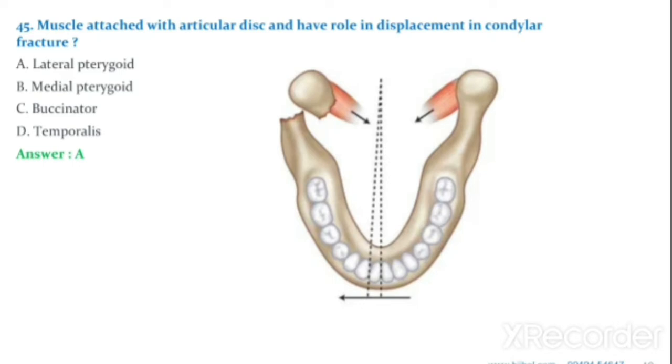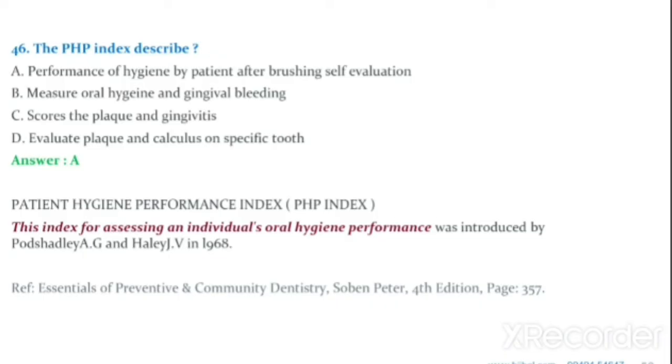Question number 45. Muscle attached with articular disc and have role in displacement in condylar fracture. Option A, lateral pterygoid; option B, medial pterygoid; option C, buccinator; option D, temporalis. The answer is option A, lateral pterygoid.